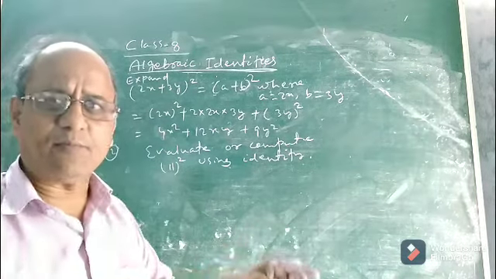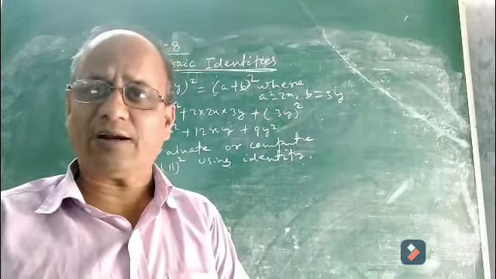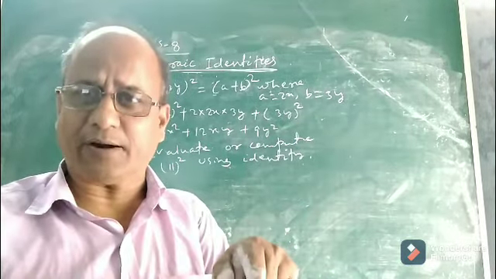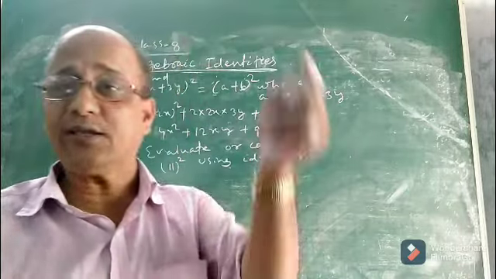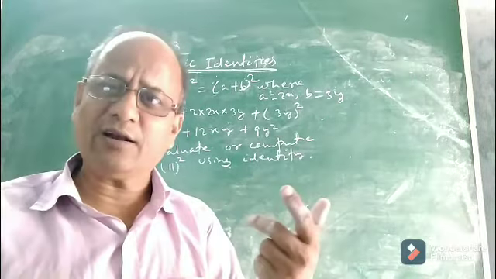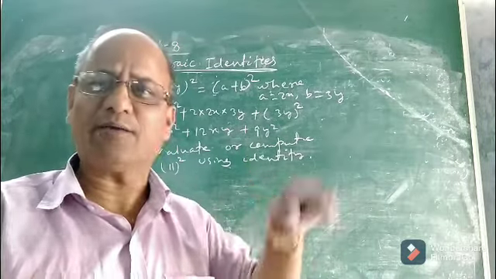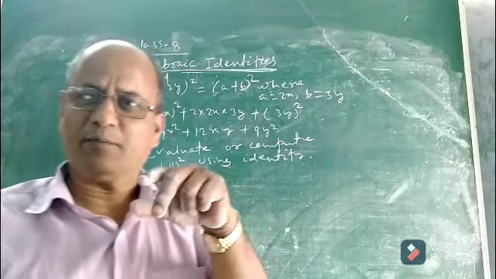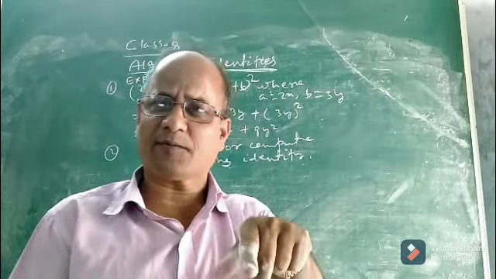Now 11 square can be found directly by multiplying 11 and 11. But instead of multiplying 11 and 11 directly and finding the product, if you are asked to use the identity, then you have to think which identity you will use. Again, it is a big question. See children, it can be done in several ways. 11 square, you see, can be put in the form of the first identity or the second identity.